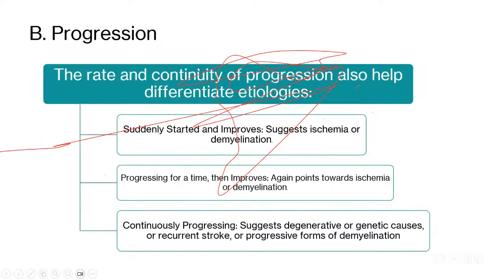Next, progression. The rate and continuity of the progression also help to differentiate the etiology. If the symptom suddenly started and improves, this suggests ischemia or demyelination. Or if it's progressing for a time and then improves, again this points towards ischemia or demyelination. If it is continuously progressing, then it suggests degenerative or genetic causes, recurrent stroke, or progressive forms of demyelination.